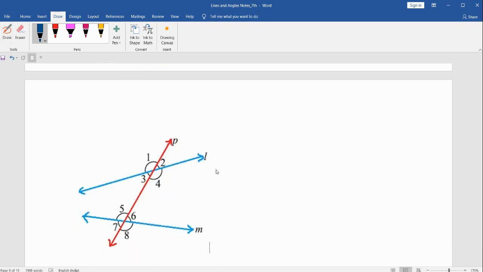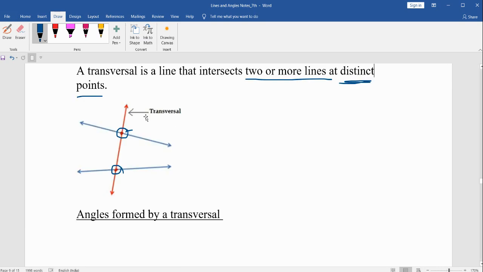So let's go ahead. Now, if you look at this figure itself, let me highlight it for you. Here you can see an angle forming. Naturally, if there is intersection, there will be angles. Similarly, here also there is an angle, here also this angle, and similarly here and here. These are the angles formed by a transversal.